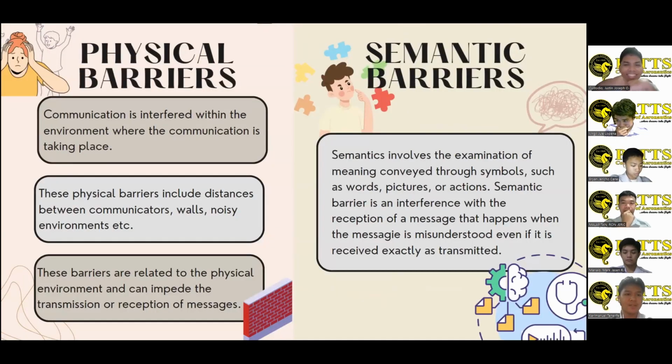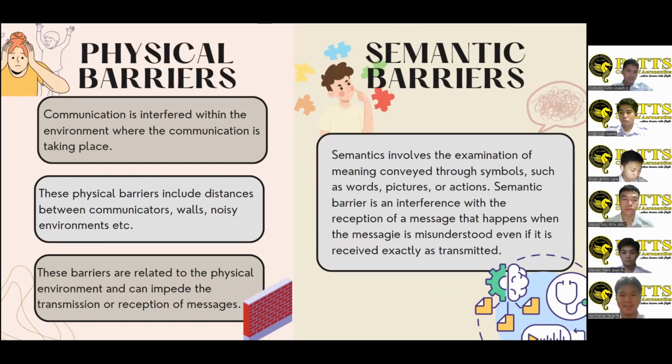Moving on, another type of barrier is the physical barrier. Communication is interfered with by the environment where the communication is taking place. These physical barriers include distances between communicators, walls, noisy environments, etc. These barriers are related to the physical environment and can impede the transmission or reception of messages. An example of this is inside a classroom. Imagine you're in a classroom and your teacher is teaching. Unfortunately, your classmates are noisy, so it hinders the communication process between the teacher and the listening students.